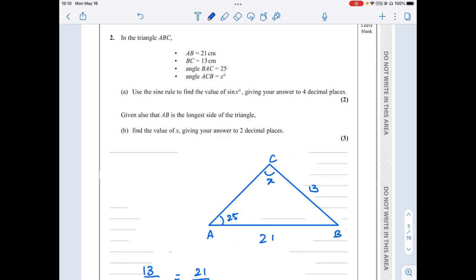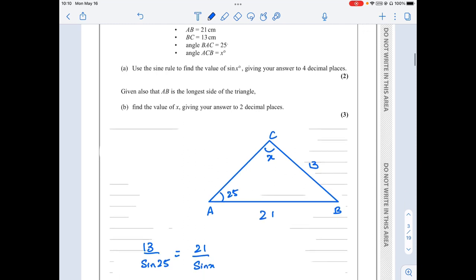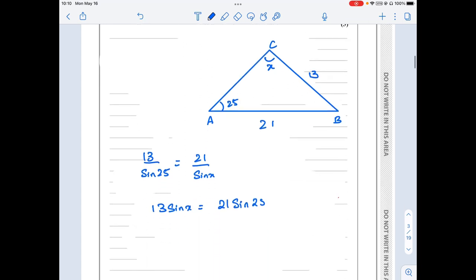Coming to question number 2, in the triangle, AB has been given, BC has been given, angle BAC has been given, and angle ACB has been given. Use sine rule. So I'm using the sine rule: 13 upon sine 25 equals 21 upon sine x. From there, I get 13 sine x is equal to 21 sine 25.